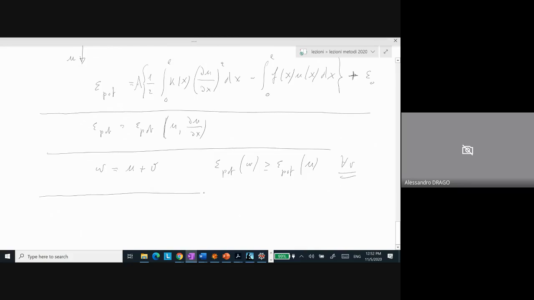Okay, so let's demonstrate this little thing. We want to demonstrate that if u satisfies the differential equation, therefore solves the strong boundary value problem, then this total potential energy that we have introduced is at its minimum. Okay. So to do that, we have just to evaluate this potential energy in omega, which is u plus v. Okay. So the potential energy is written here.